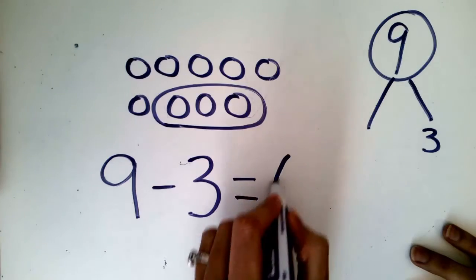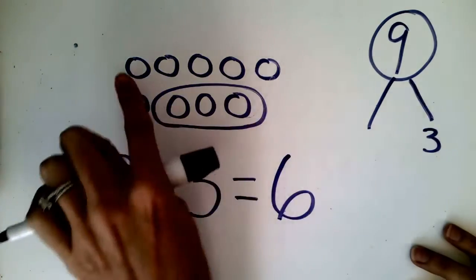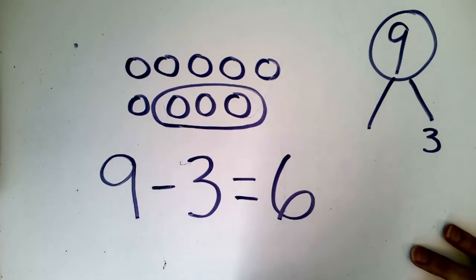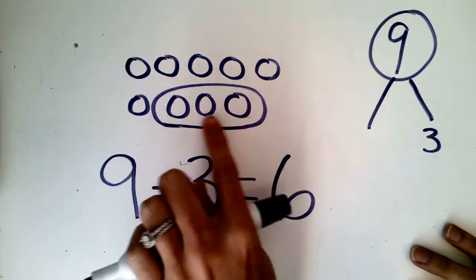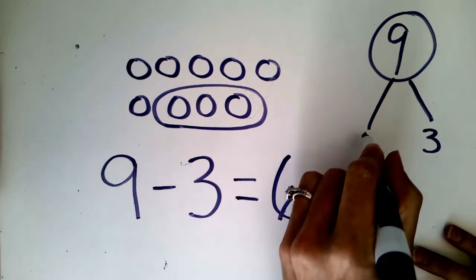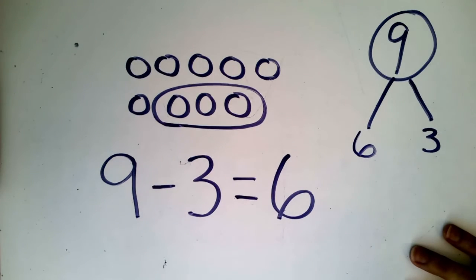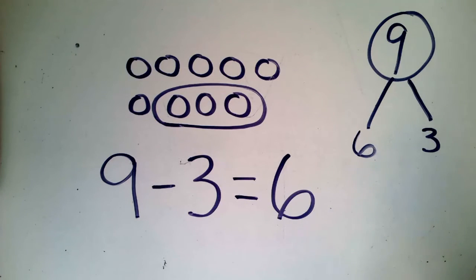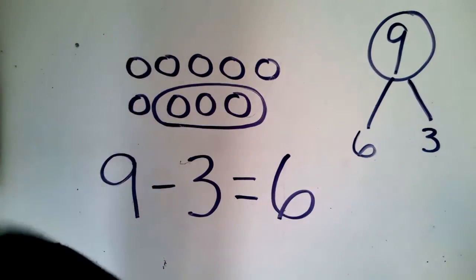Yes, you should have gotten 6. If you don't have 6 circles left in your picture, that either means you didn't have the right amount to begin with, or maybe you circled something other than 3. Okay, so there were 6 frogs that went to go find some flies to eat. Good job.